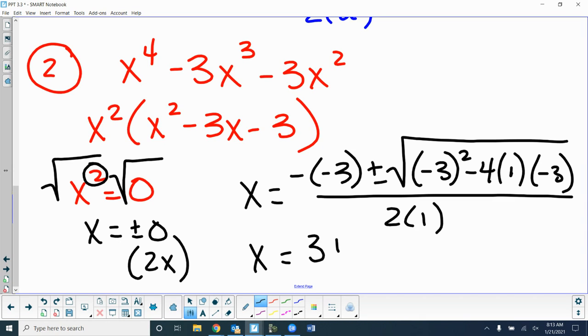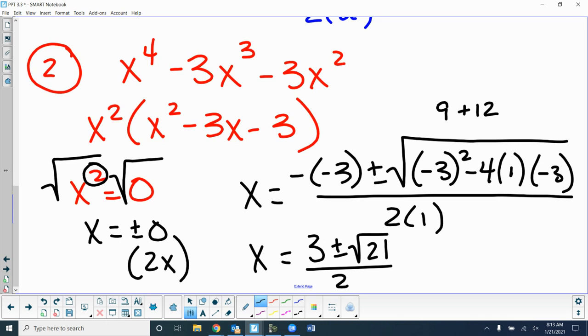Positive 3, 2, and then square root. So that's a 9. Negative 3 squared. Negative 4 times 1 is negative 4 times negative 3 is a positive 12. 9 and 12 would be 21. Okay? So there's the other two.